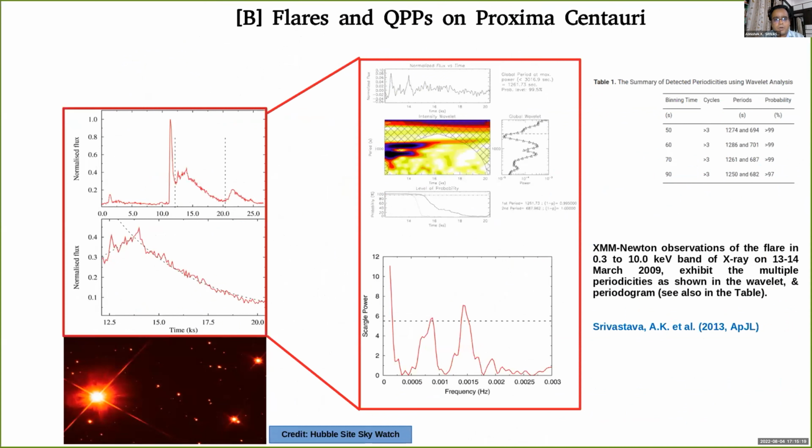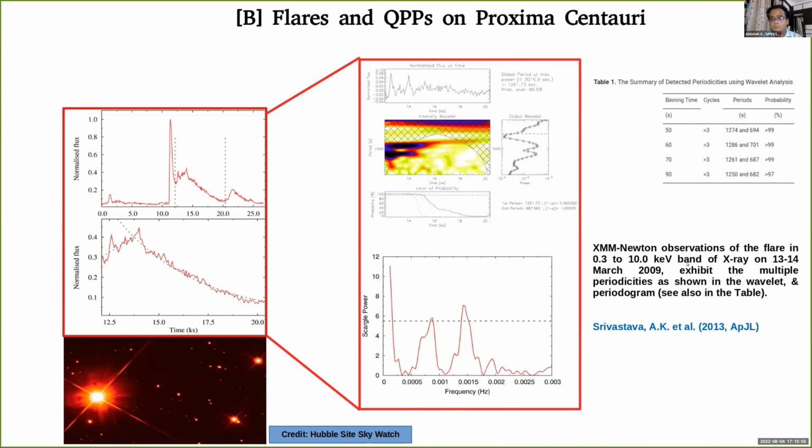This is another example, a flare from Proxima Centauri, and you can see the flare light curve here. In the decay phase there is a pulsation, and power spectral analysis shows some periods, 1200 something and then 600 something. The interesting part is that in all the binned data, these periods are detected, and they are globally distributed.